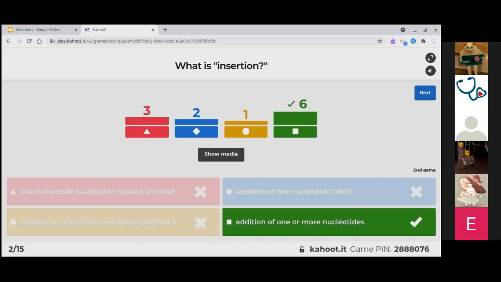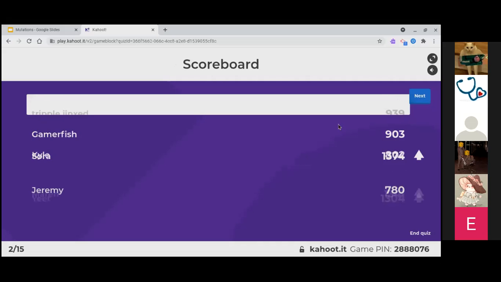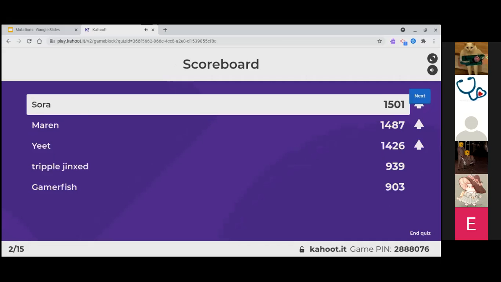Oh, on your phone, you have to switch between Kahoot and Zoom. I think if you play from two different devices, it might be easy. Okay, so there are some changes in the leaderboard.